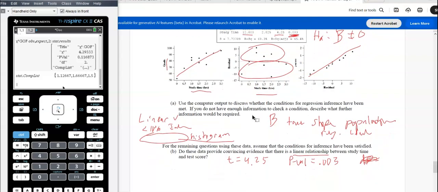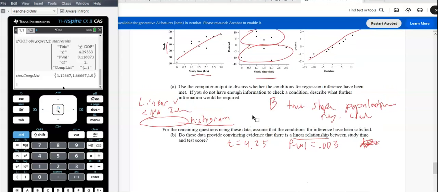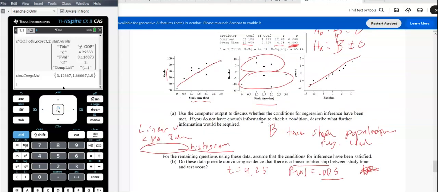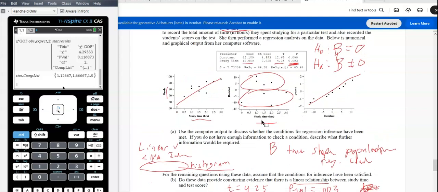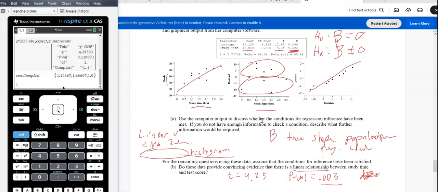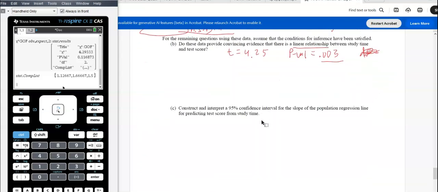Okay, so what's our conclusion going to be here? So we're going to say because the p-value of 0.003 is less than the alpha level of 0.05, we reject the null. We do have evidence to say that there is a linear relationship between study time and grades. And it actually seems to be positive, but that's not what they asked.